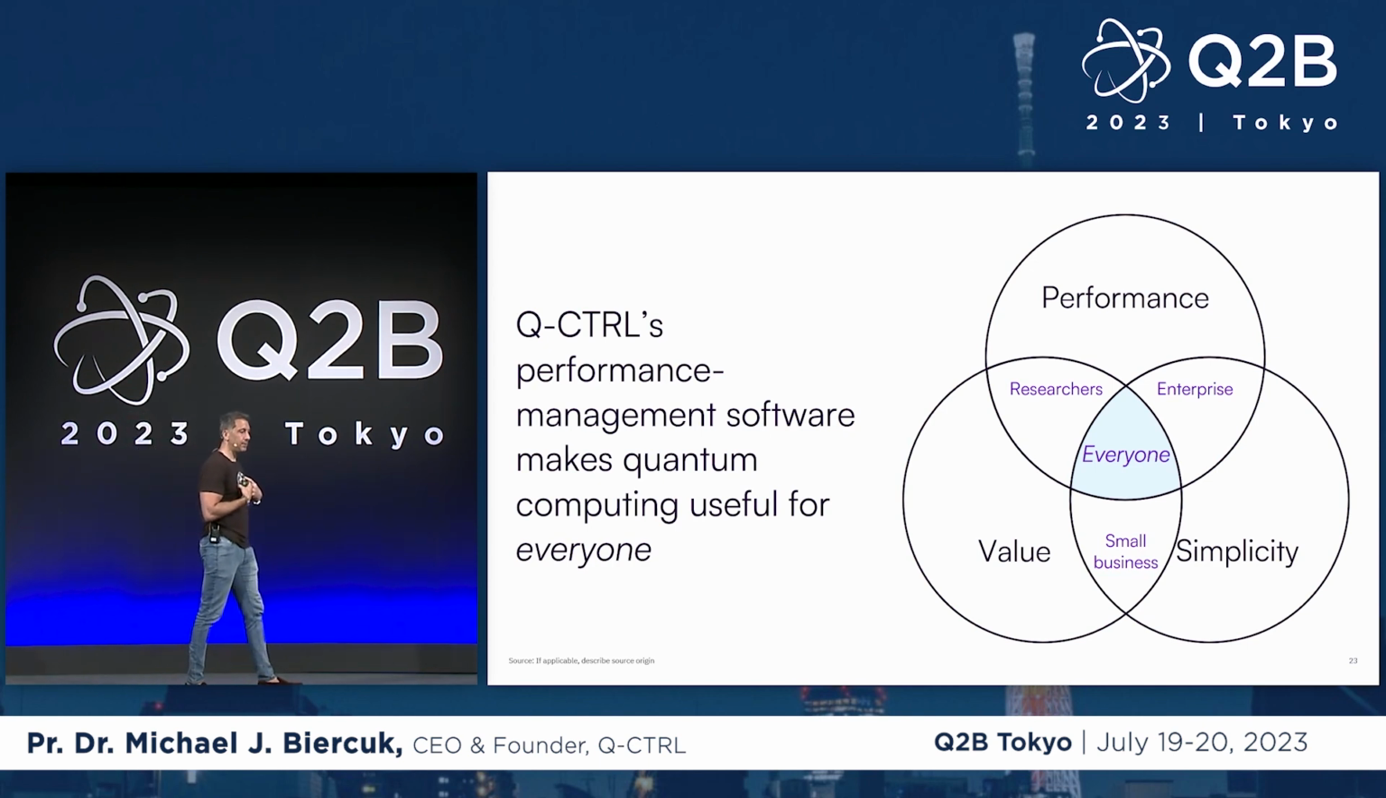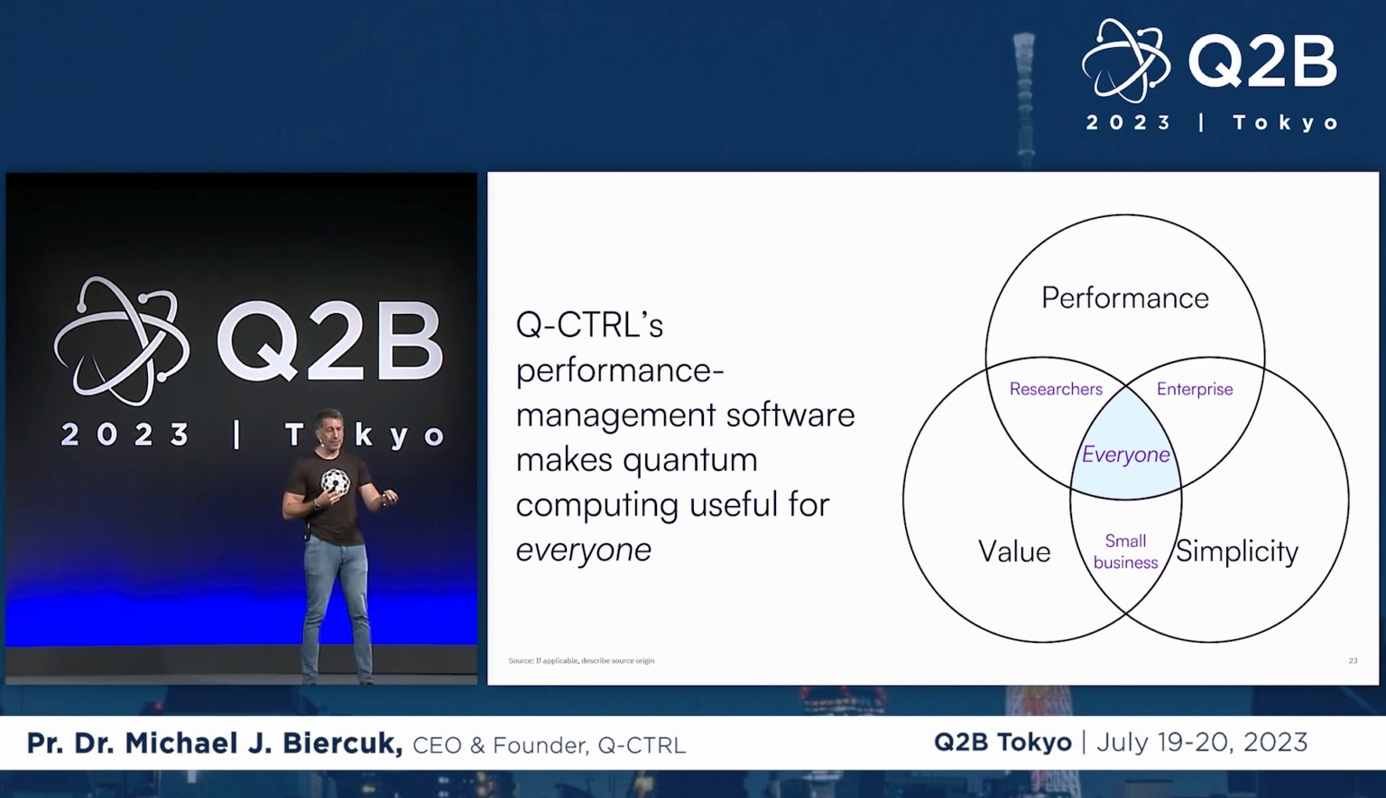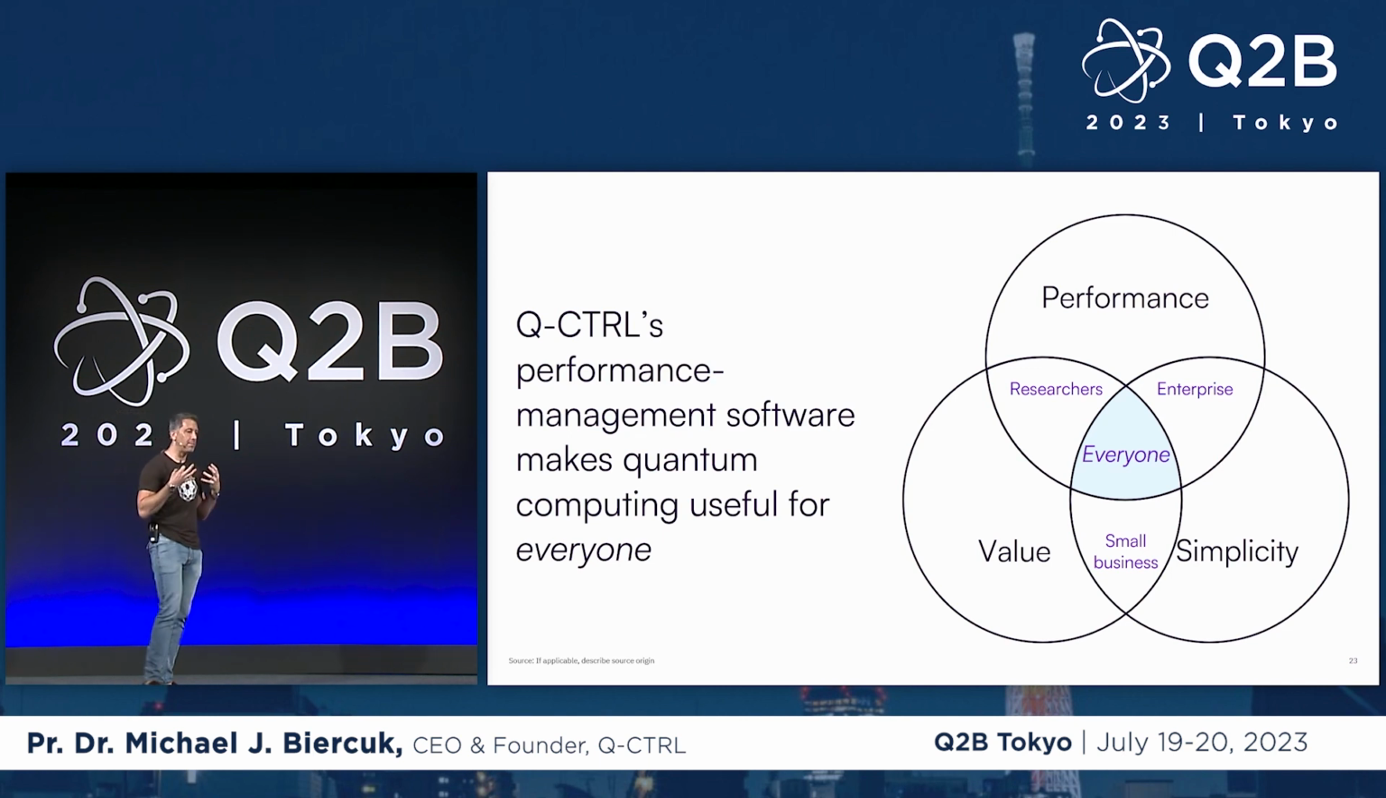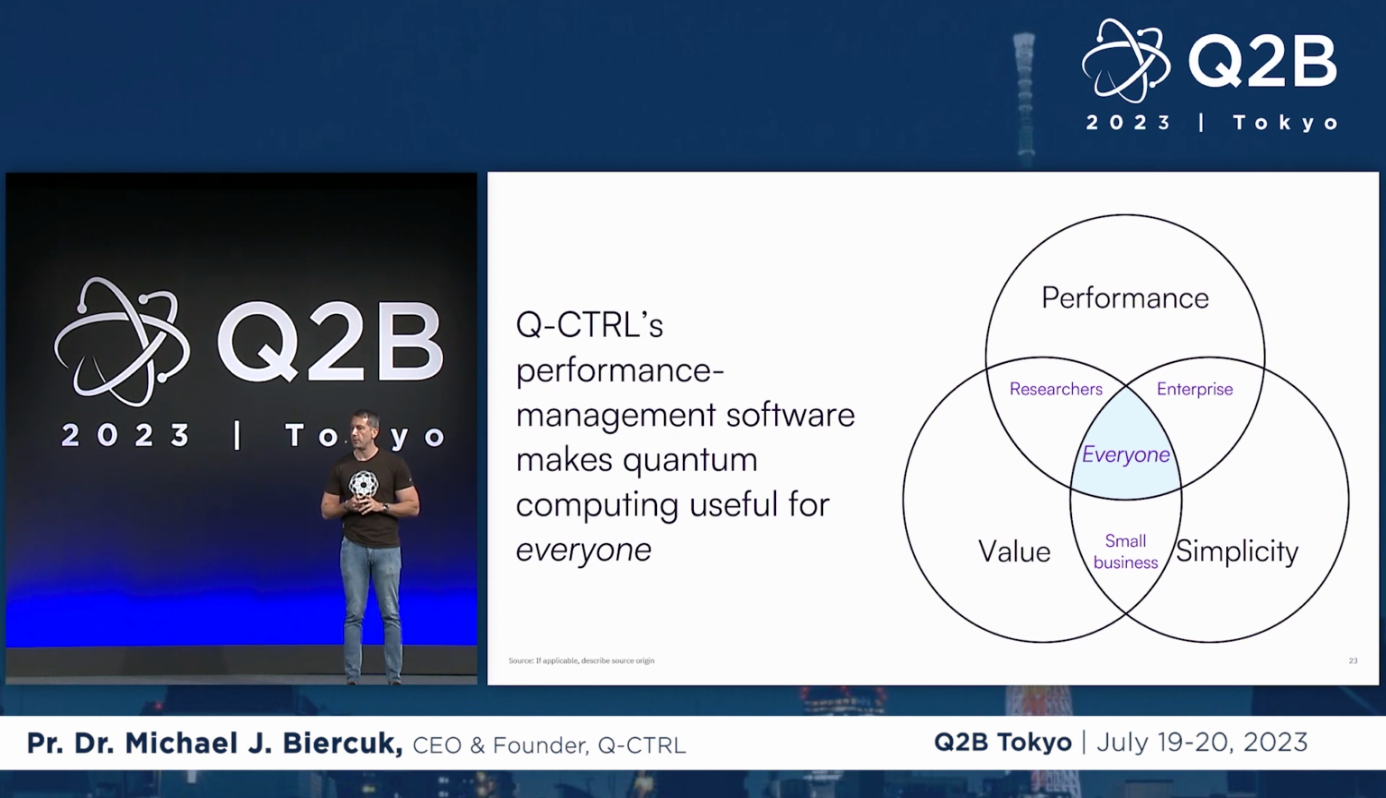Ultimately, our objective is to make this kind of capability in quantum computing useful to as wide a range of users as possible. This is not just a tool for experts. It's not just a tool for people with PhDs. This is a tool that delivers performance, value, and simplicity so everybody can benefit, whether you're an enterprise, whether you're a researcher, whether you run a small business looking to take advantage of quantum computing. Our focus has been on making this kind of capability useful to as broad a range of users as possible.